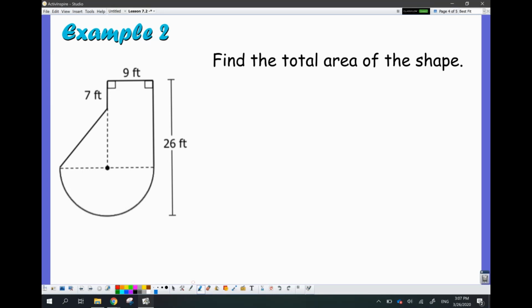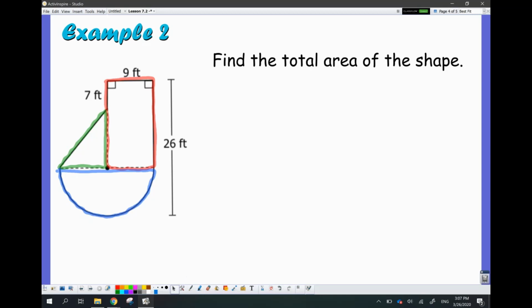So first off, I noticed right away that I have a rectangle here. So I'm going to highlight that. The next thing that I see is that there is a triangle here. So I'm going to highlight that. Finally, I also see a semicircle. So I'm going to highlight that in blue. Because I'm adding all of these, I'm going to be adding 3 areas together total.